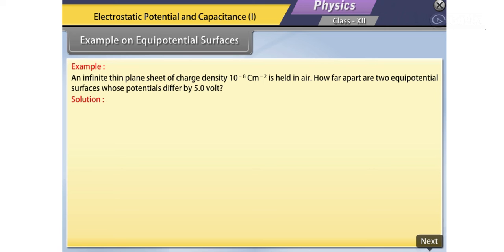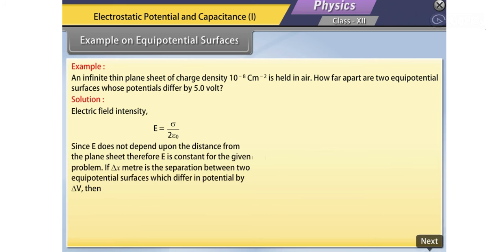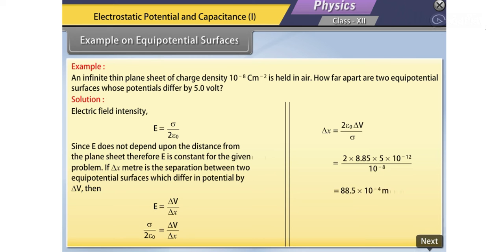Let's see the solution. We know that electric field intensity E is equal to sigma upon 2 epsilon naught. Since E does not depend upon the distance from the plane sheet, therefore E is constant for the given problem. If delta x meter is the separation between two equipotential surfaces which differ in potential by delta V, then E is equal to delta V upon delta x. We evaluate the value of delta x as 2 epsilon naught delta V divided by sigma. By putting the values in the equation and evaluating, we get the value of delta x is equal to 8.85 millimeter.